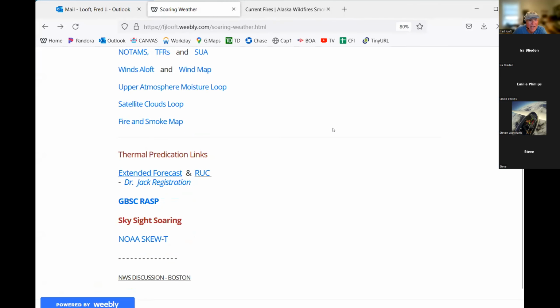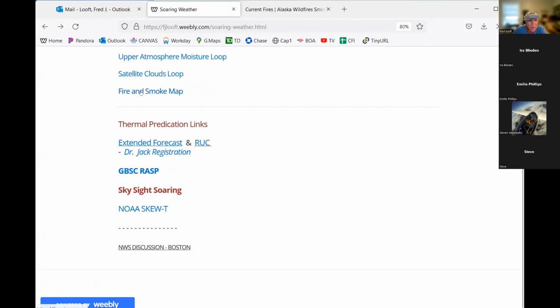All right, going back down. So the fire and smoke map, if they're expecting smoke from the western fires, this can be useful. It isn't so useful right now because we're not experiencing smoke from the western fires. Okay, day of or day before, or at least in the case of the SkySight, 3 to 4 days in advance.